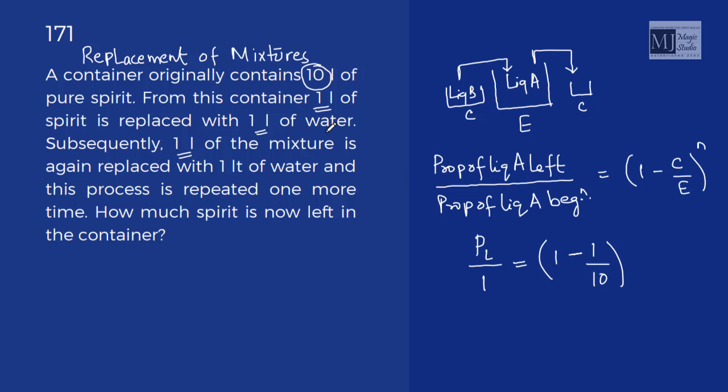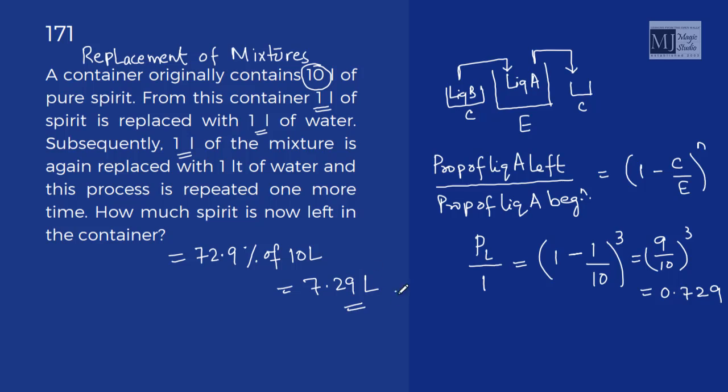And how many times have we done this? We have done this 3 times. So this is (9 by 10) whole cube. 0.9 to the power 3 is 0.729. That means 72.9% of the mixture is pure spirit. So how much spirit is now left in the container? It is 72.9% of the original volume of the big container, that is 10 liters, which is 7.29 liters. Answer.